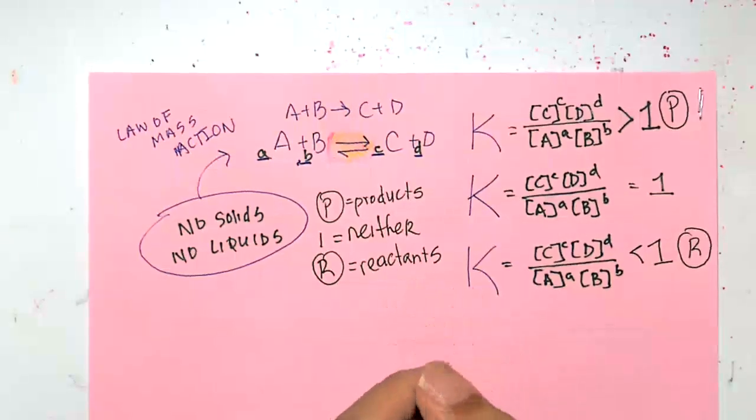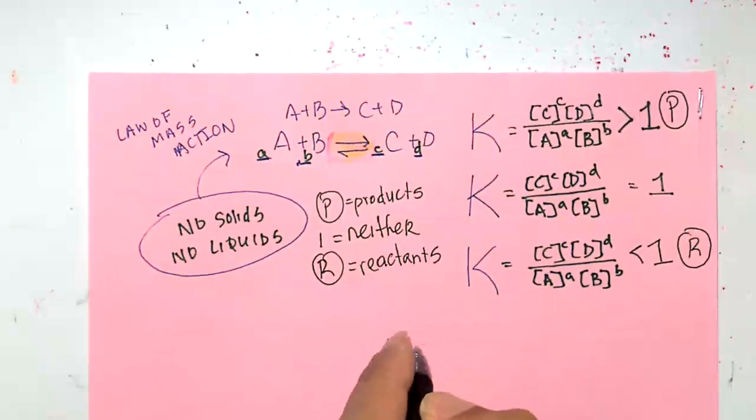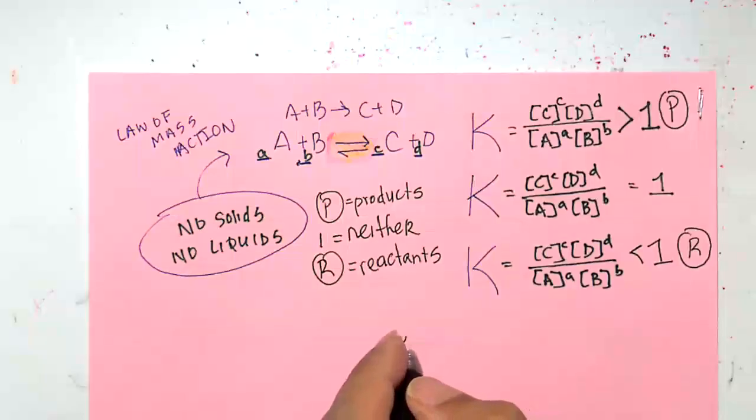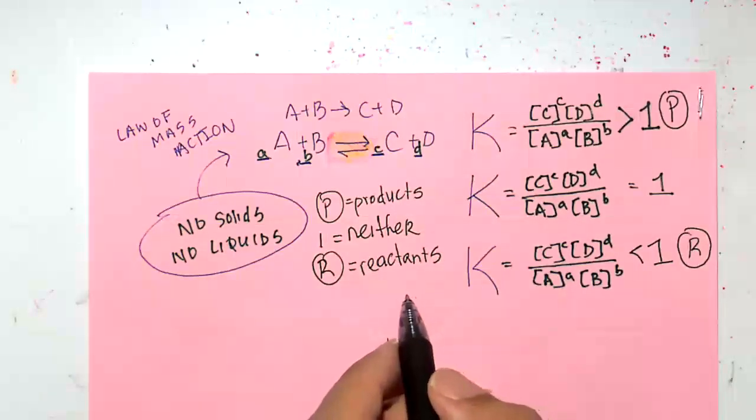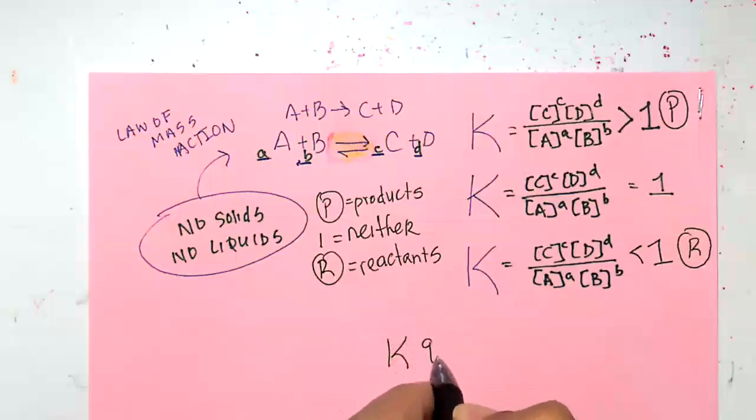All right, a couple of other things here. This K is quoted at a specific temperature, just like lowercase k, just like vapor pressure. So if you change the temperature, you change the equilibrium constant K.